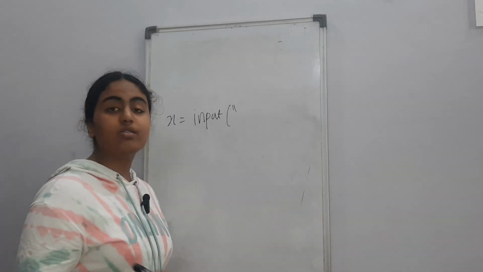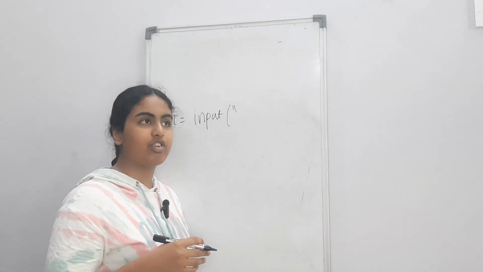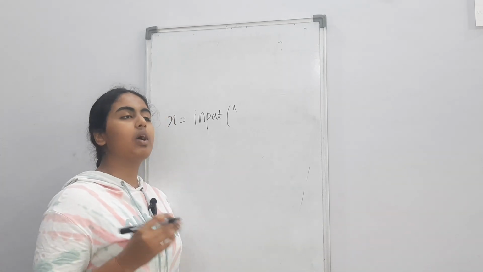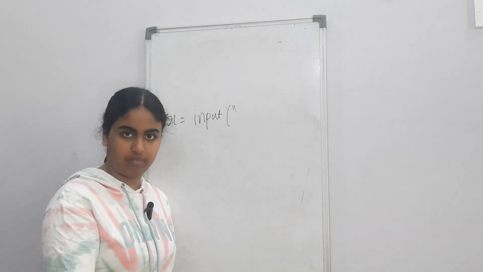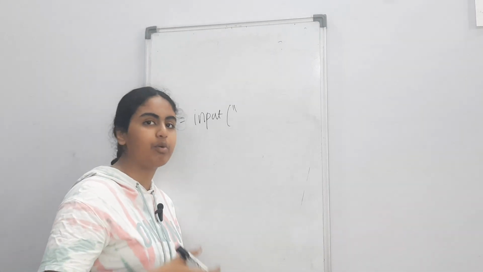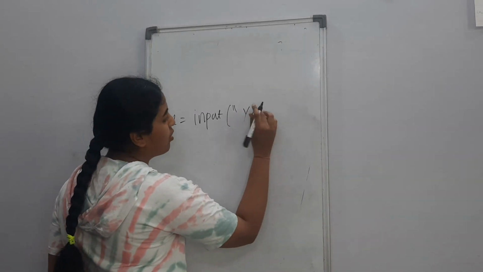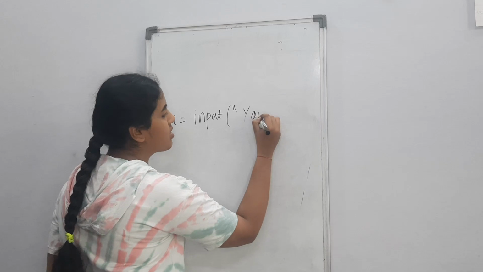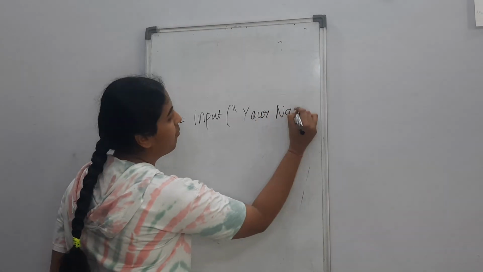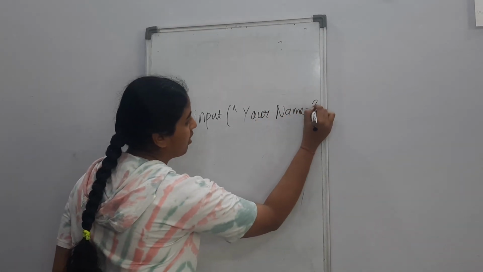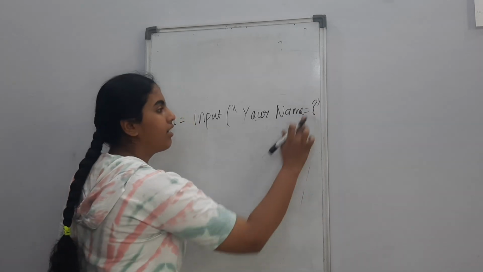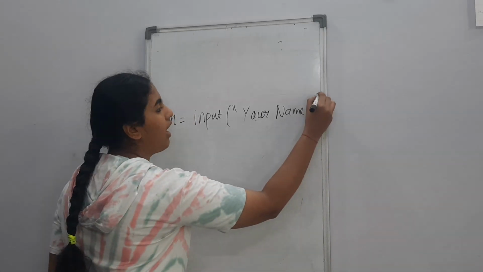You can also use comments inside your input function so as to get the user to understand what they need to input or what value they need to give to the computer to move forward with the program. For example, I want to input the user's name. I would say, "Your name?" and then close the bracket.